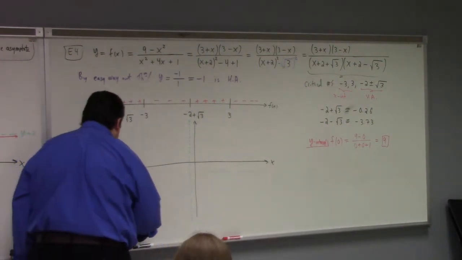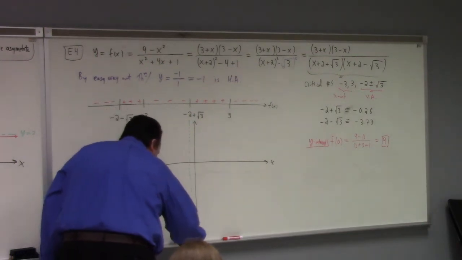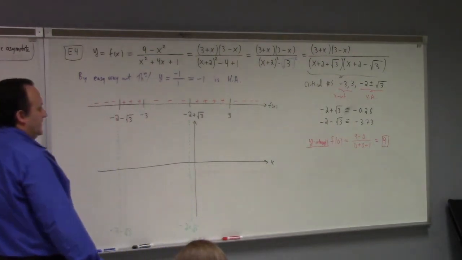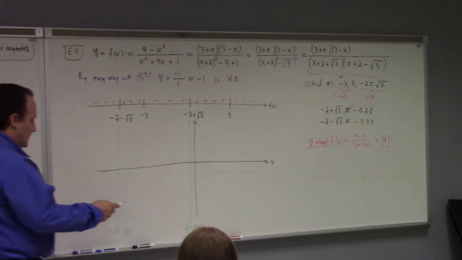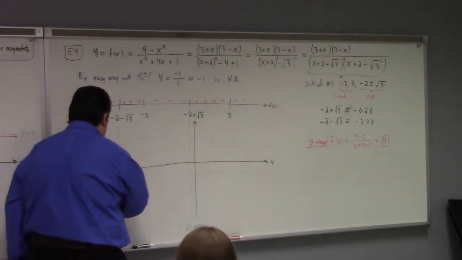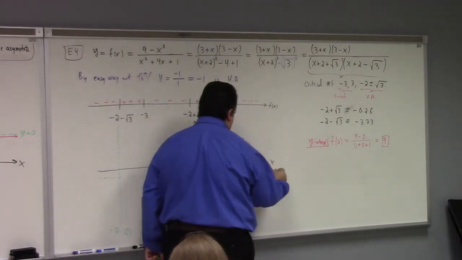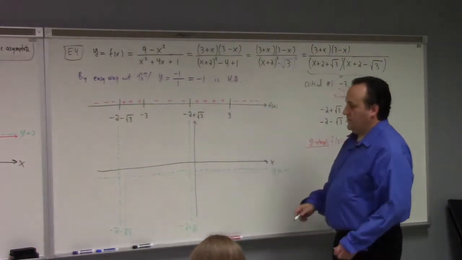All right. Minus 2 minus square root of 3, minus 2 plus square root of 3. Where is my horizontal asymptote? It's at minus 1, right? So let's put that in. So that's something like this. That was supposed to be a straight line. Oh well, I try. And what else do we got?